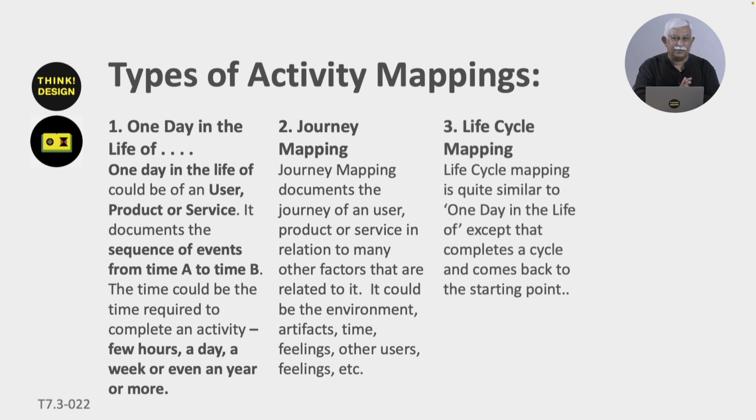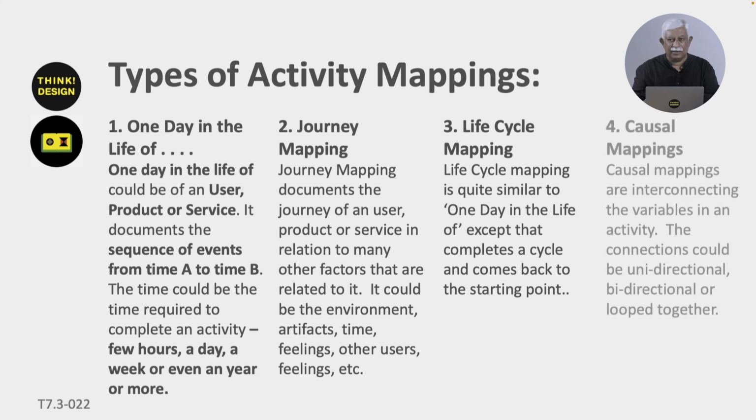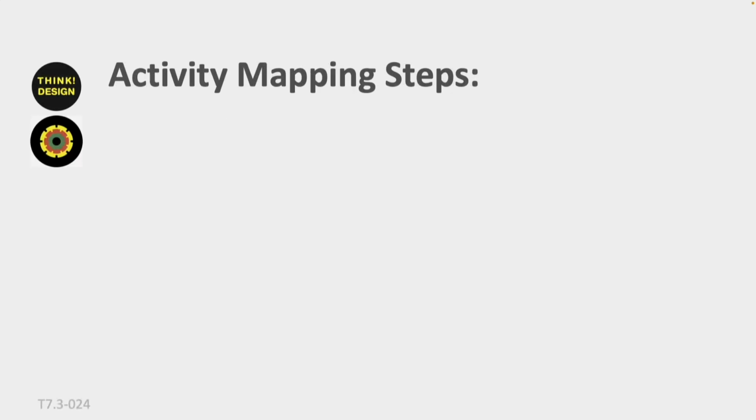And let us look at life cycle mappings. Life cycle mappings is quite similar to the other mappings, except that it actually completes a full cycle and comes back to the starting point. And the last one is the causal mappings, which looks at interconnectedness between different variables for a particular subject. So, you can even depict the direction in which the activity happens. Is it unidirectional or bidirectional, or is it a loop which happens. So, we will look at examples for each one of them. They're extremely simple to do, quite enjoyable to do. So, let's look at some of them.